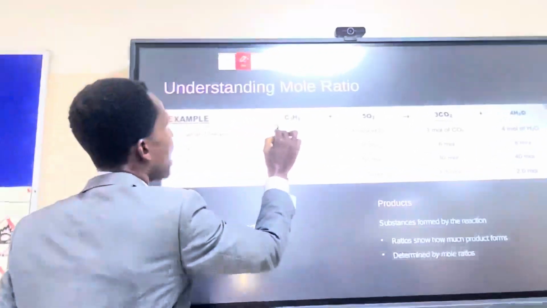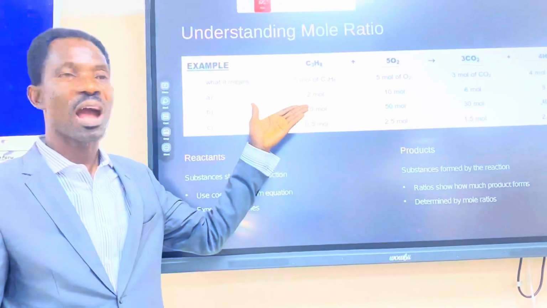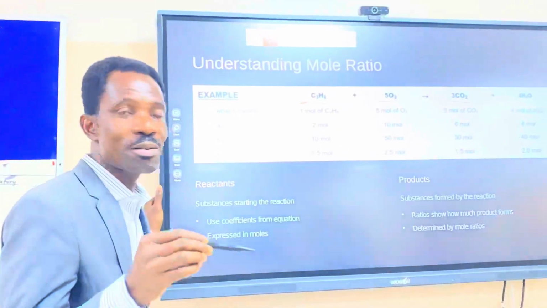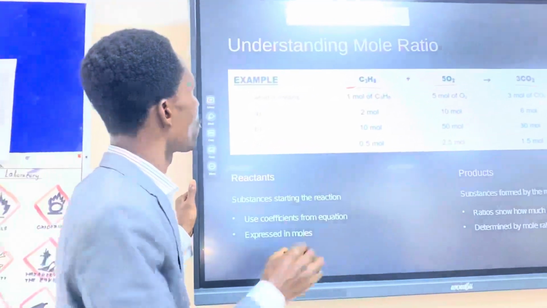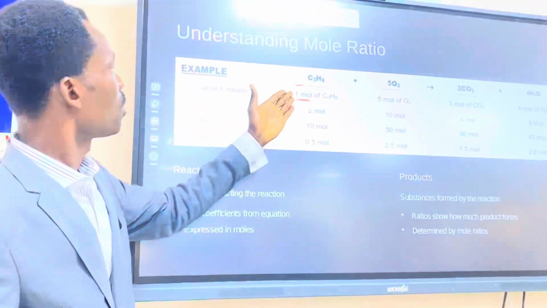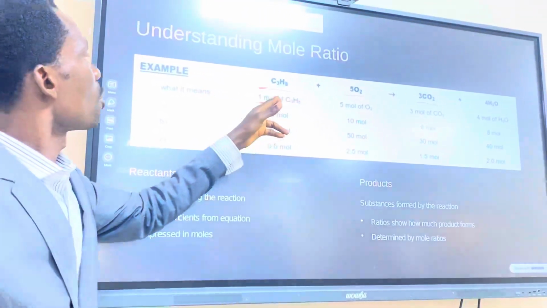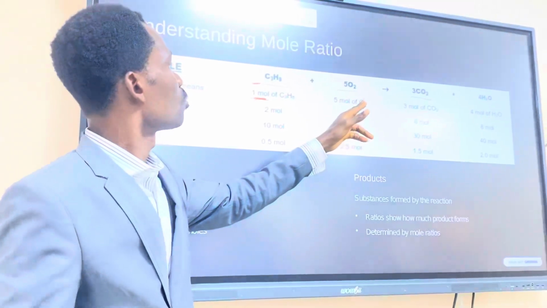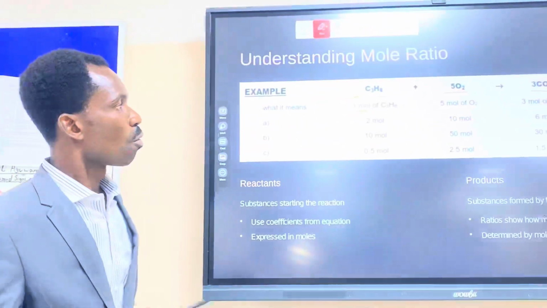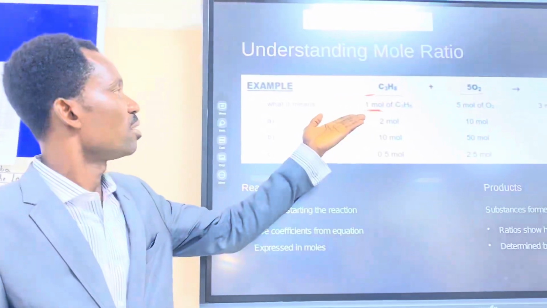Now we write a number in front of each of the chemicals. Those numbers could be referred to as coefficients. Now these coefficients stand for a purpose. What purpose do they stand for? We usually refer to them as moles. So for example, this chemical is called pentane. 1 mole of pentane requires 5 moles of oxygen to give you 3 moles of carbon dioxide and 4 moles of water.